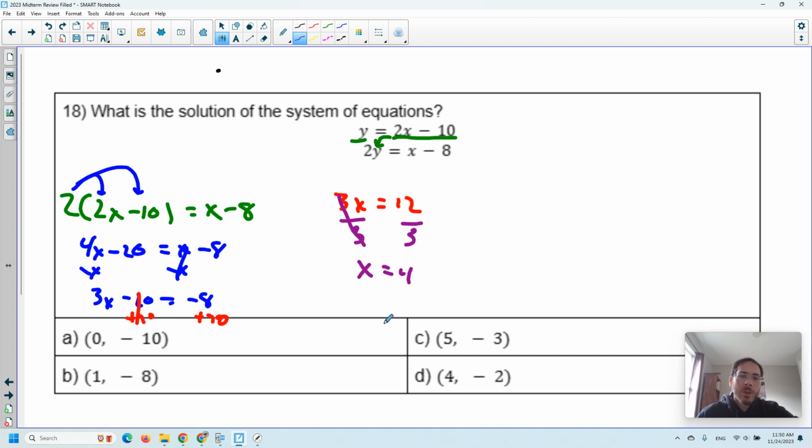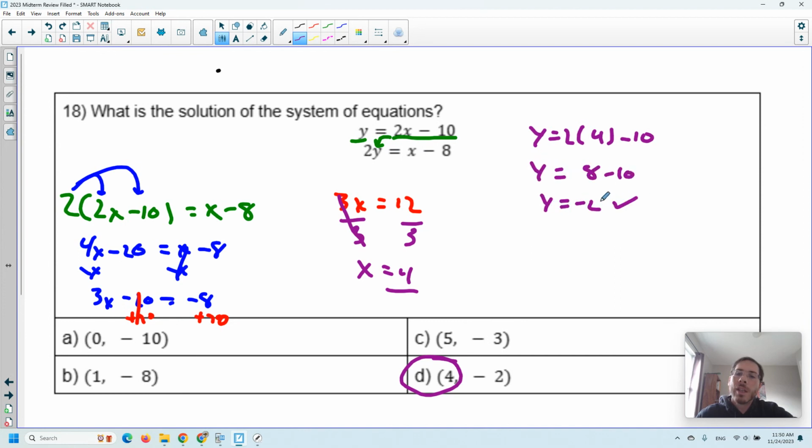And if I'm feeling bold and confident, I pick the one that starts with 4, and I'm just done with the problem. If I'm not feeling bold and confident, what I do is I say, all right, well, I got 4, so let me take the 4 and plug it into this equation right here. y equals 2 times 4 minus 10. y equals 8 minus 10. y equals negative 2, so that checks out with the negative 2.